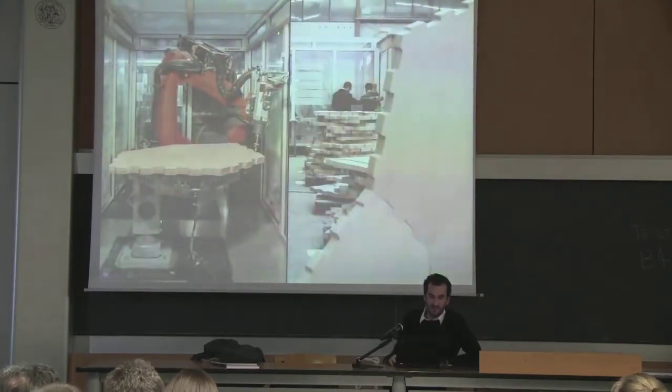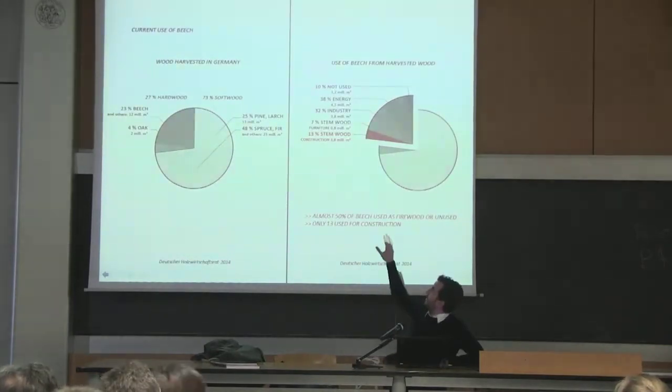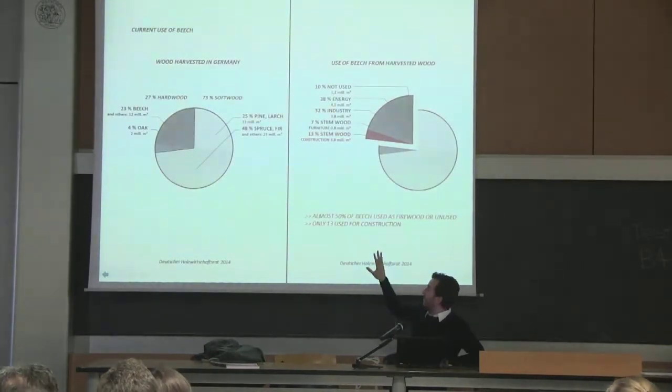The second aspect is that we were able to reduce the construction system to a single plate structure. And the third innovation is that we were able to use wood that is usually deemed unsuitable for construction, especially in Germany. And this is actually beech wood, which is a hardwood, which, as you can see from that slide, is actually not used in construction at all. Actually, almost 50% of the beech wood in Germany is just used as firewood or thrown away.